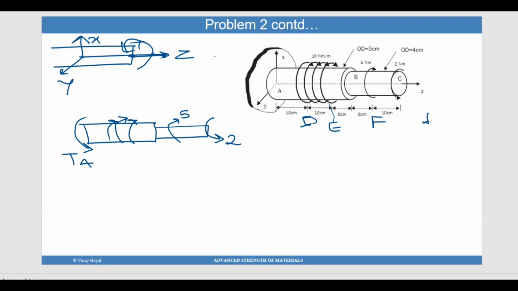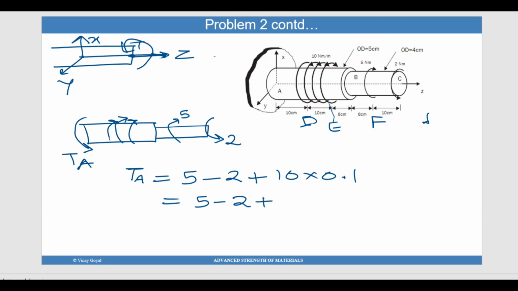Okay, so do a force balance. This is the FBD, right? Step 1, as was discussed, is the FBD. This is the FBD, and you have to find what TA is because that is the only torque you don't know. The rest of the torques you are aware of. So what is TA? TA equals, so it's in the opposite direction, so there's going to be 5 minus 2 plus this. So this is 10 Newton meters per meter into 10 centimeters, which is 0.1 meter. That is 2 plus 1, and that is 4 Newton meters. So now you know what TA is. TA is 4 Newton meters.